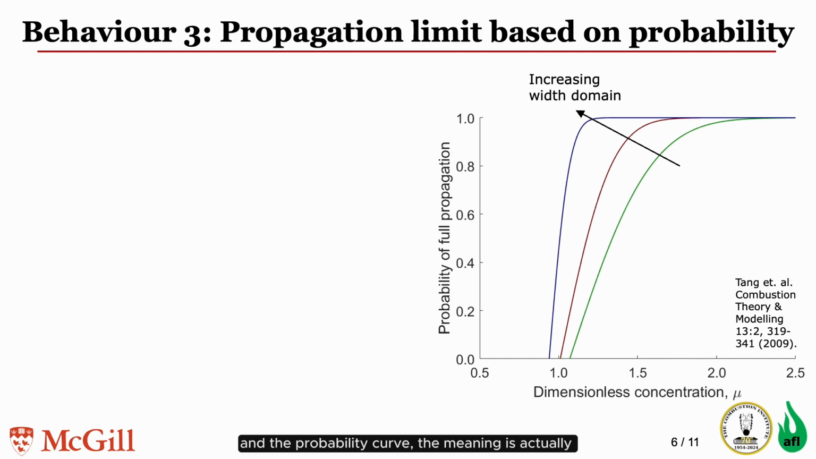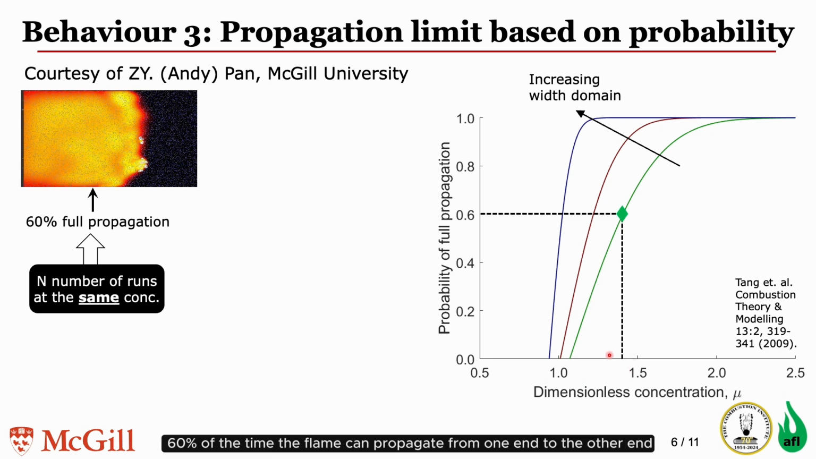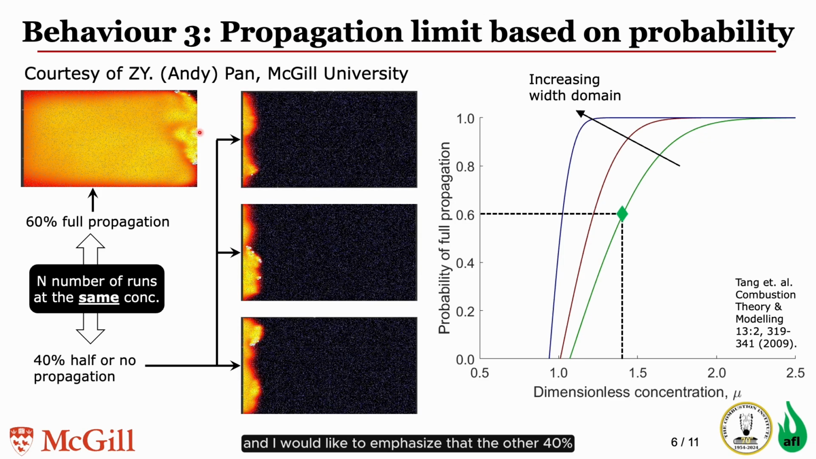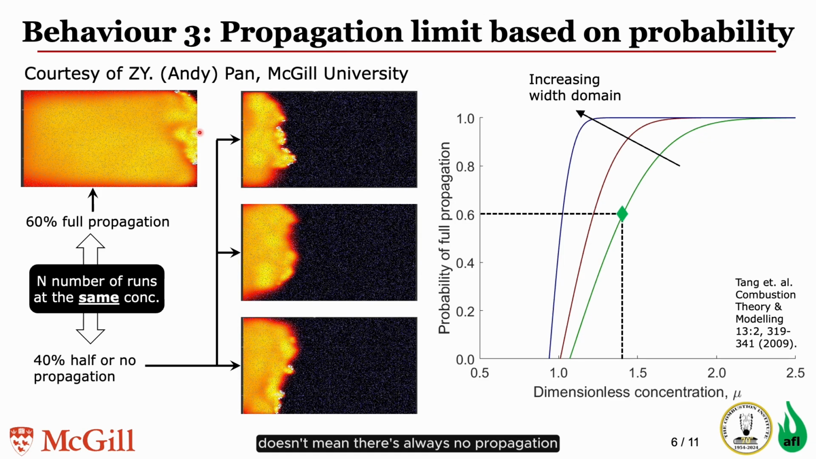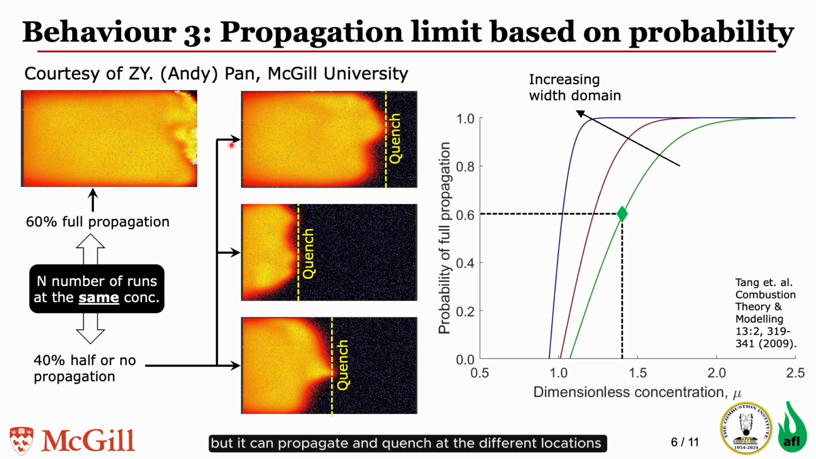And the meaning of the probability curve is, if we take 0.6 for the propagation probability here, it means that if we run the simulation n number of times at the same fuel concentration, 60% of the time the flame can propagate from one end to the other end. And I would like to emphasize that the other 40% doesn't mean there's always no propagation. It may still propagate, but the flame cannot reach the end. It can propagate and quench at different locations with different propagation lengths.